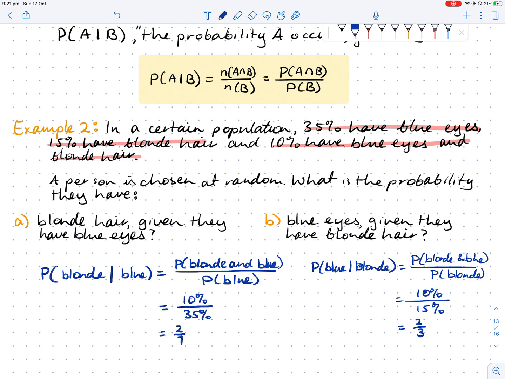Sometimes it's much easier to use the formula, but sometimes it is quite intuitive as well, like what we saw in the Venn diagram. You're focusing on a specific section of your Venn diagram rather than trying to use all of the numbers at the same time.